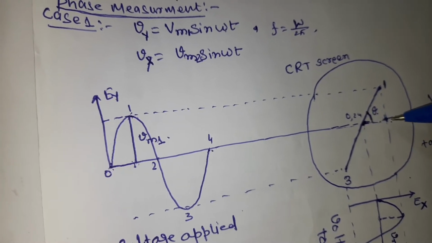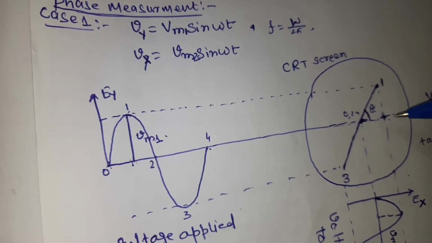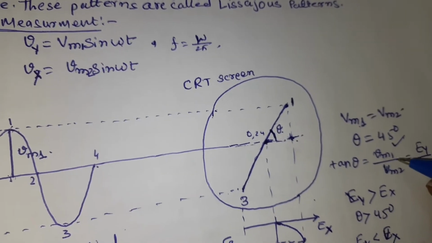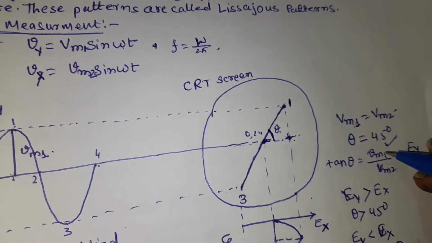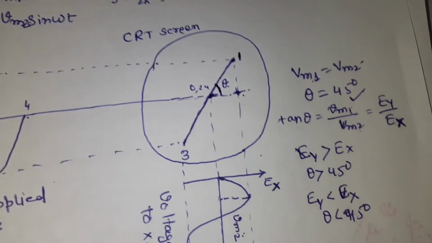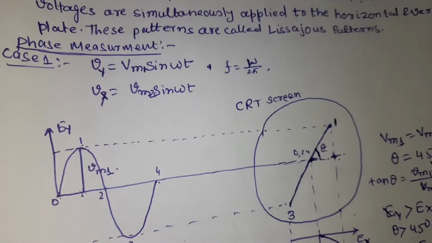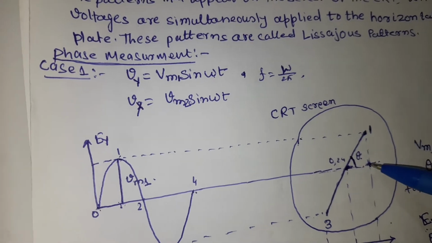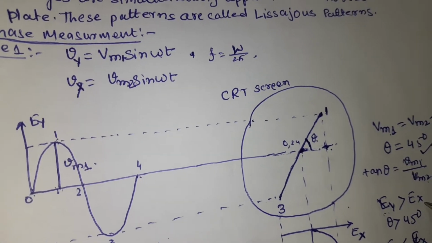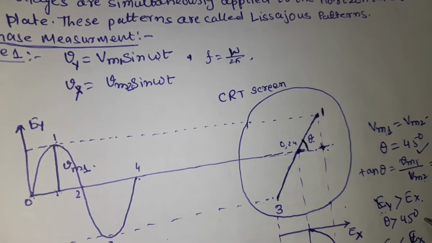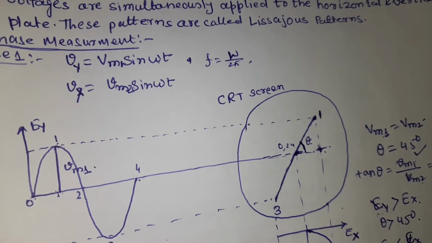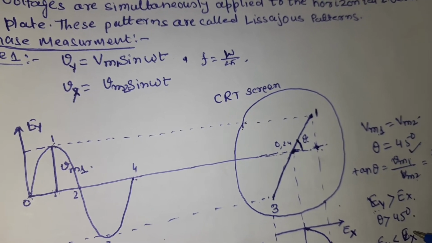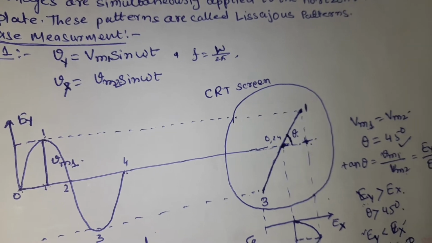So theta is 45 degree when the voltage across the X plate and the voltage across the Y plate are equal. So tan theta depends on Vm1 by Vm2, where Vm1 is the voltage across the Y plate and Vm2 is the voltage across the X plate. If the voltage across the Y plate is greater than the voltage across the X plate, then theta is greater than 45 degree. And if the voltage across the X plate is greater than the voltage across the Y plate, then theta must be less than 45 degree.